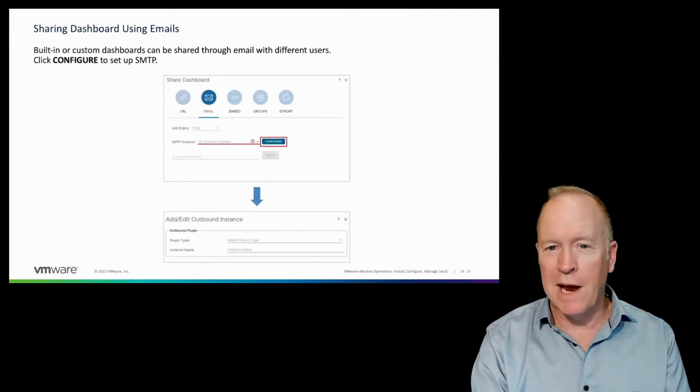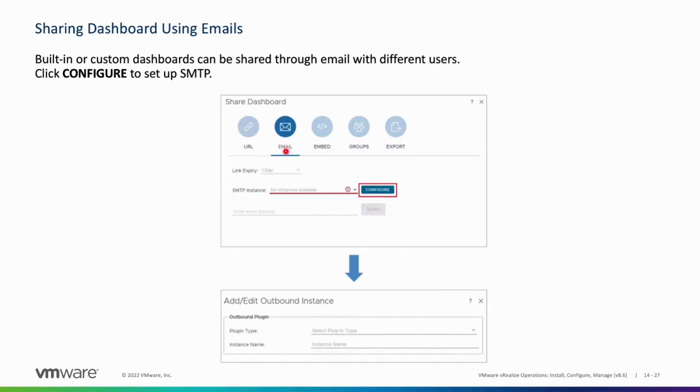Another technique for sharing your dashboard is the email option. Now, much of this works the same as it did for URL sharing. So once again, we have a link expiry. But here, since it's email, you're going to give us the email address that you want to send the link to. And in order to send that email, you need to have already configured vRealize Operations to be able to send email, which you've learned how to do previously by creating an outbound plugin instance. We first learned about those when we were talking about alert notifications.